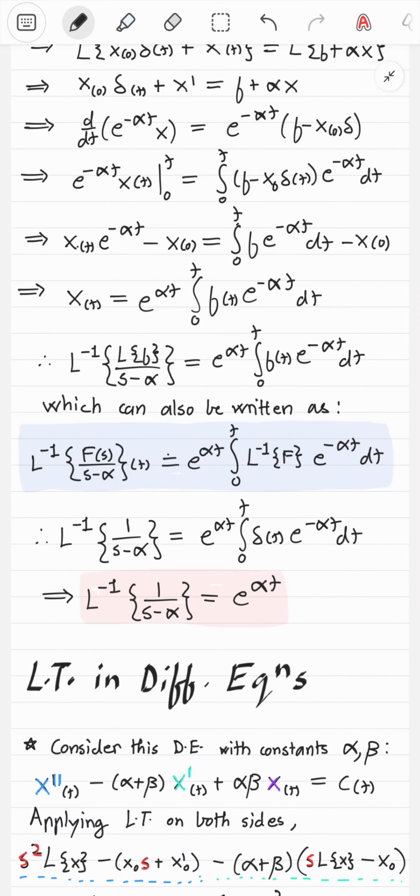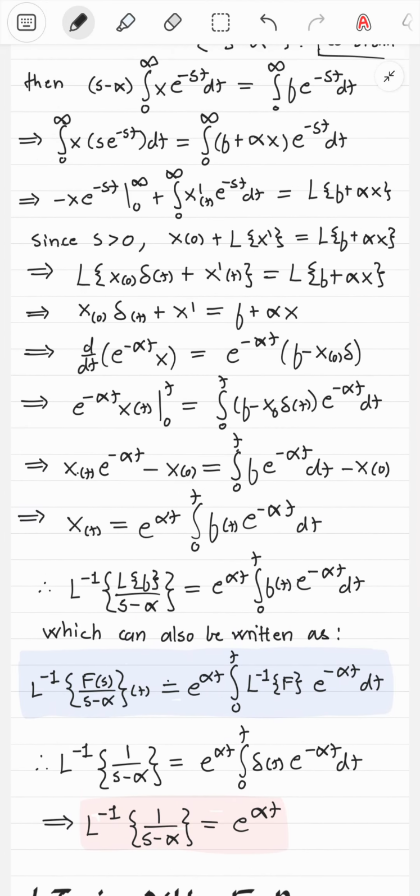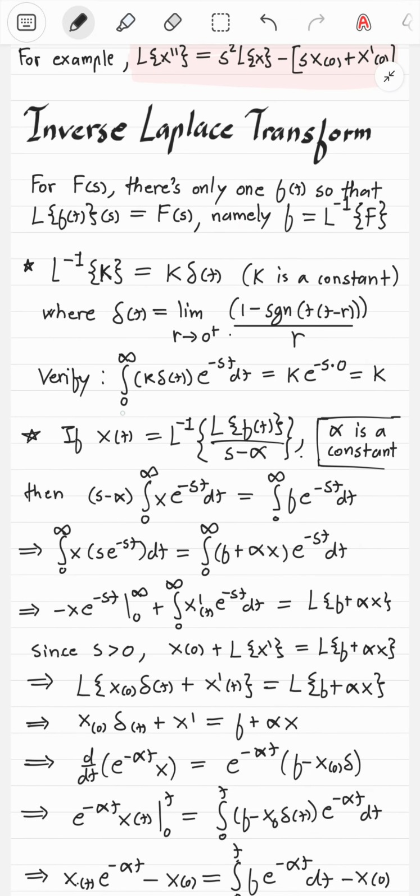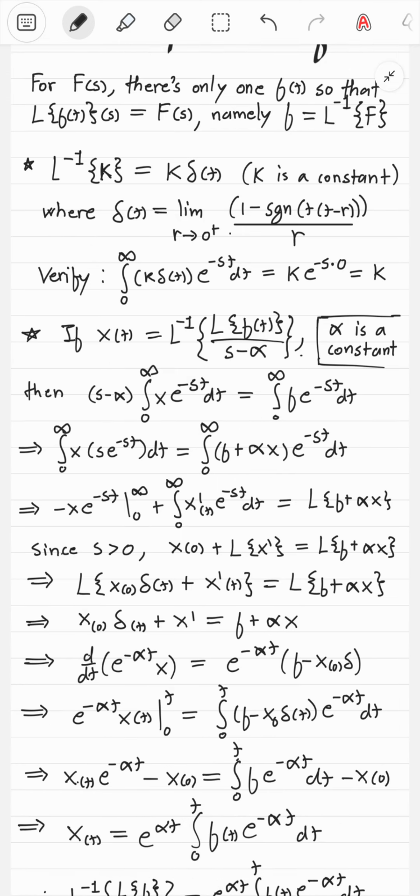Okay, let's get back on track. Now let's evaluate this integral. This will just be extracting the value of this remaining part at 0. So this will just be k e power negative s 0, which is k. So its Laplace transform is k. That means the inverse of this constant function is k times delta t.